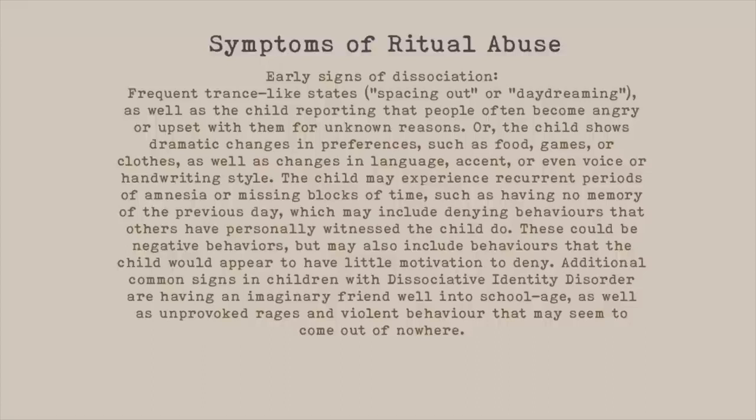These could be negative behaviors, but may also include behaviors that the child would appear to have little motivation to deny. Additional common signs in children with dissociative identity disorder are having an imaginary friend well into school age, as well as unprovoked rages and violent behavior that may seem to come out of nowhere. I will be discussing dissociative identity disorder in the 5th part of the series.